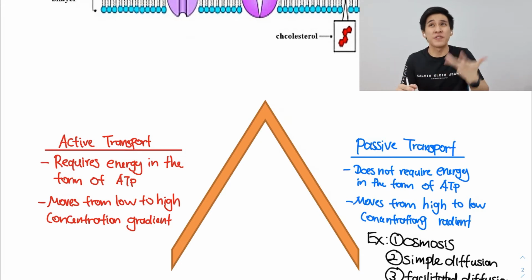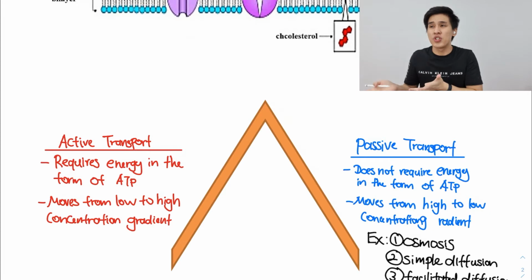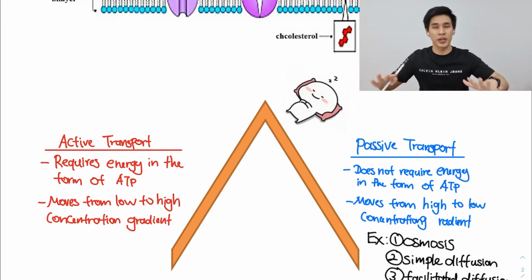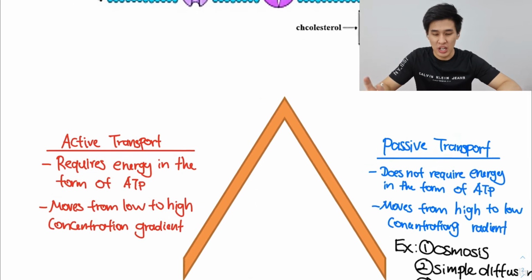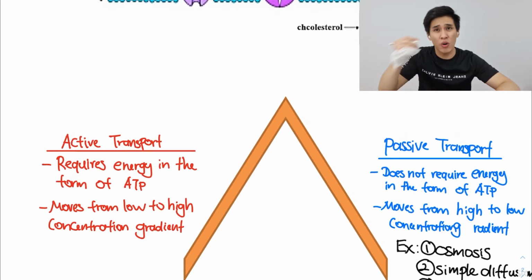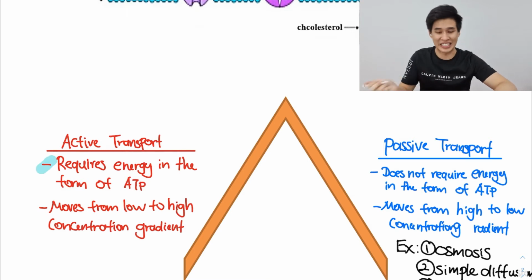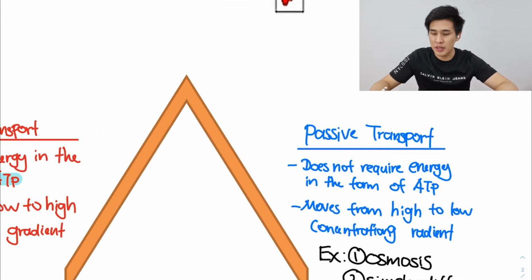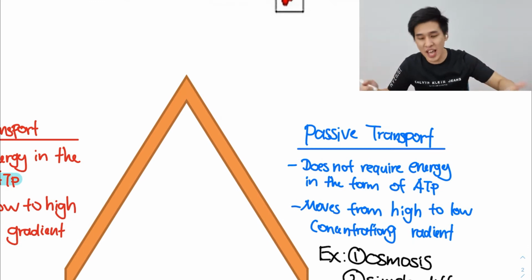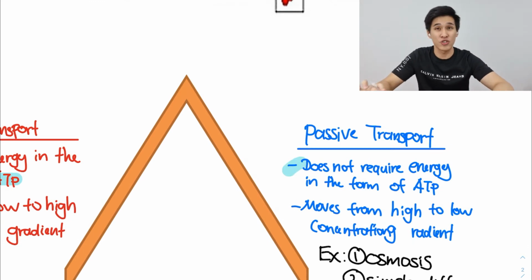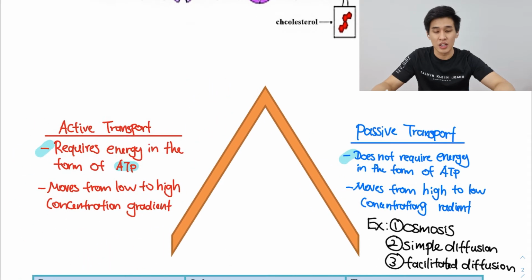If you think about the word active, it sounds like you have to put in more effort, more energy. Compared to passive, passive means you just relax, you sleep. Hence, molecules that use active transport to go in or out of the cell require energy in the form of ATP. ATP, by the way, is a type of molecule that provides energy. We'll do that in a separate video. Passive transport is the opposite, since I say rest, sleep, relax, so it does not require energy in the form of ATP. So that's one of the main things.